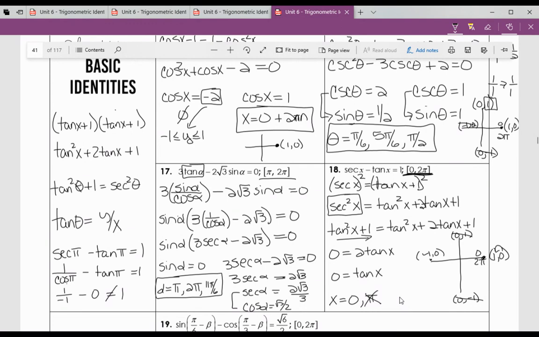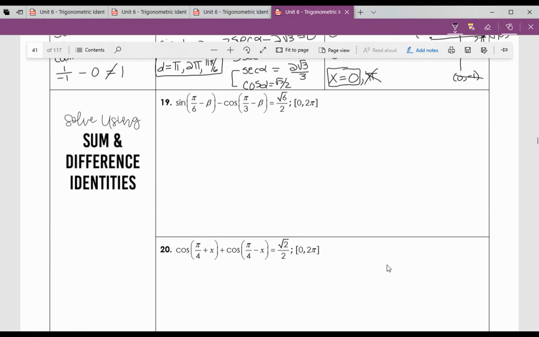So it's a good idea to make sure that you do check all of your answers, and you can do that very easily by plugging it into your calculator, because secant of one angle minus tangent of that same angle should equal to positive 1, and it doesn't. So my only answer here would be x equals to 0.